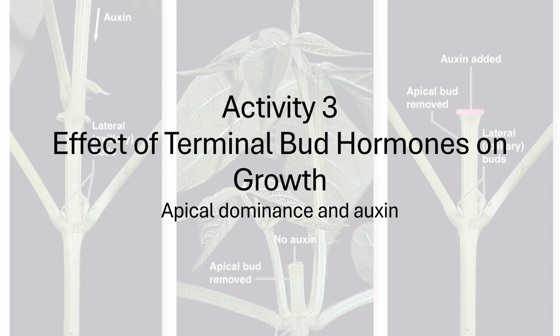In this activity, we're going to look at apical dominance, which is the pattern where the terminal bud at the tip of a plant suppresses the growth of lateral or axillary buds. This is a major way plants control their branching pattern and overall shape, and it turns out that auxin plays an essential role in this process.